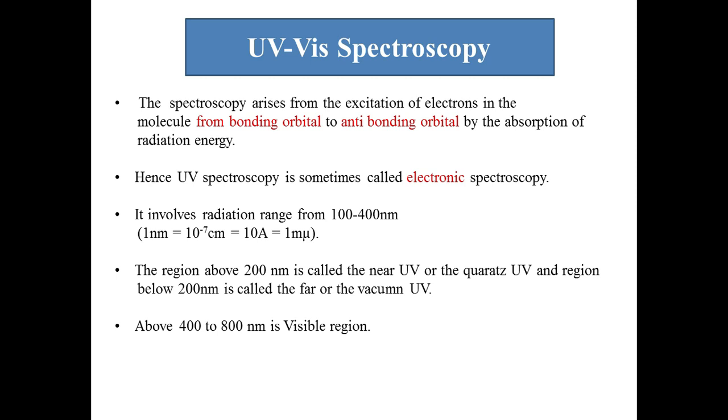Basically, this spectroscopy involves the excitation of electrons in the molecule from bonding orbital to anti-bonding orbital by the absorption of radiation energy. Here the radiation means electronic energy. Sometimes we call UV spectroscopy electronic spectroscopy. The radiation range involved is 100 to 400 nanometer, and the visible region is 400 to 800 nanometer region.